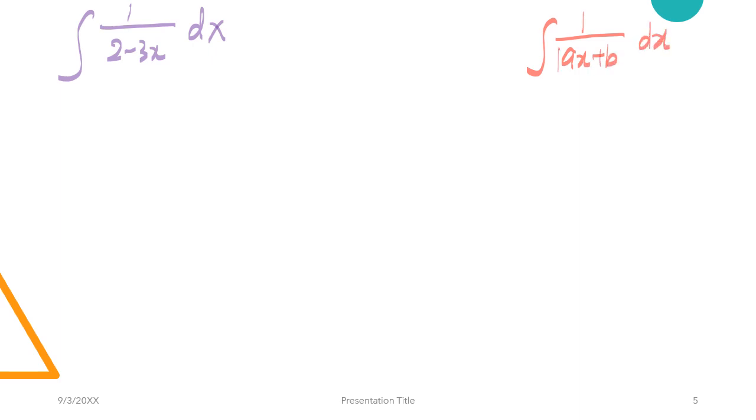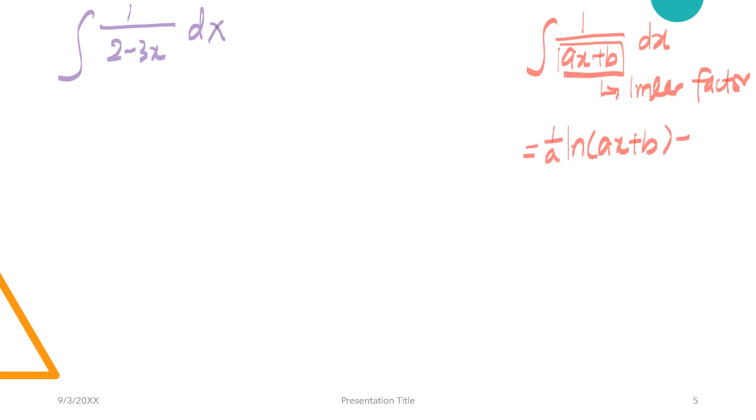Alright, let's try another example. How about integrations of 1 over 2 minus 3x dx? Alright, so let's write down the rules that we have learned. If you need to integrate 1 over a linear factor, ax plus b is a linear factor. This one must be a linear factor. Okay, so what we get is a ln bracket ax plus b multiplied by 1 over a plus a constant c.